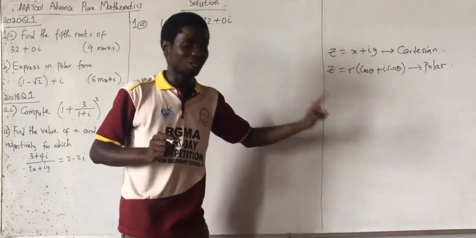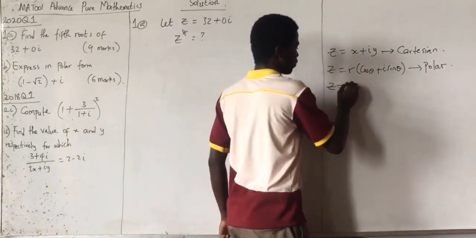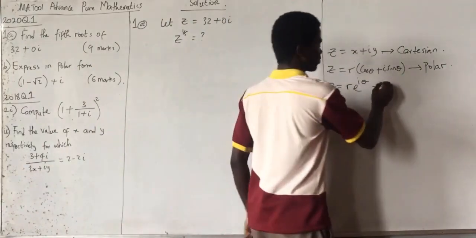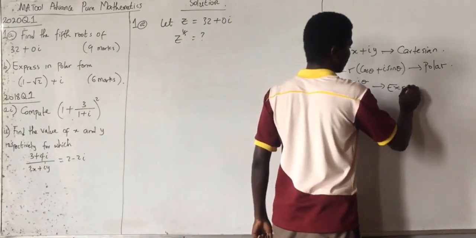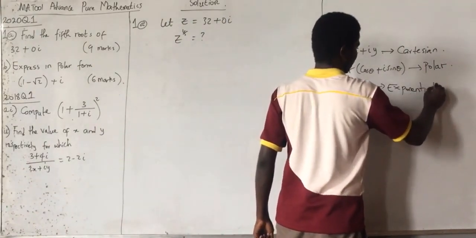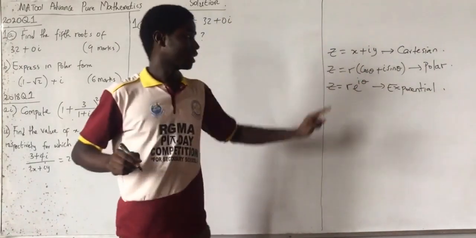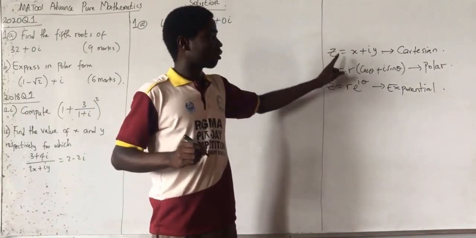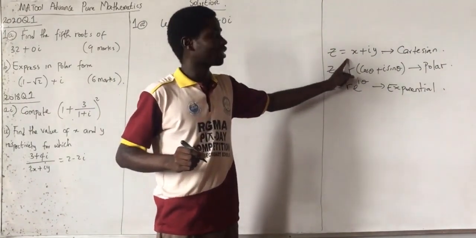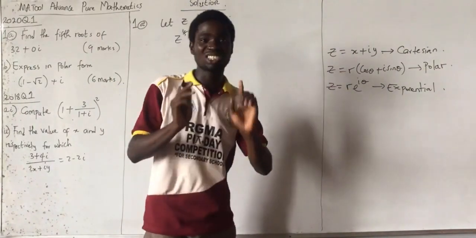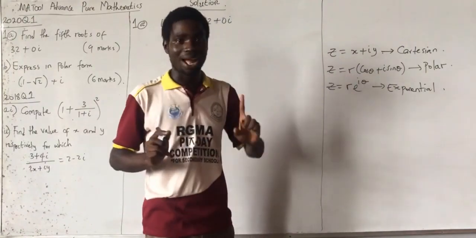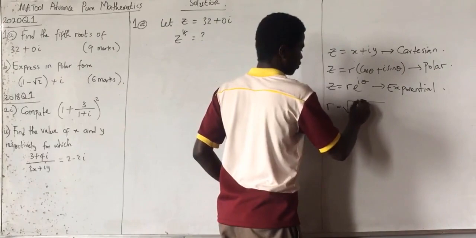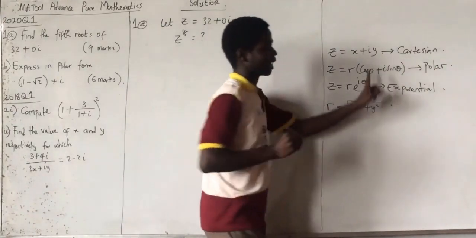The second one is called polar form. Then the last one, z equals r e raised to the power i theta. This is called exponential form of a complex number. These are the 3 ways we represent a complex number. Now, if you want to convert a Cartesian to polar or exponential, what you just need to know is how to get r and theta. You can get r as the square root of x squared plus y squared. That is what you need to know.